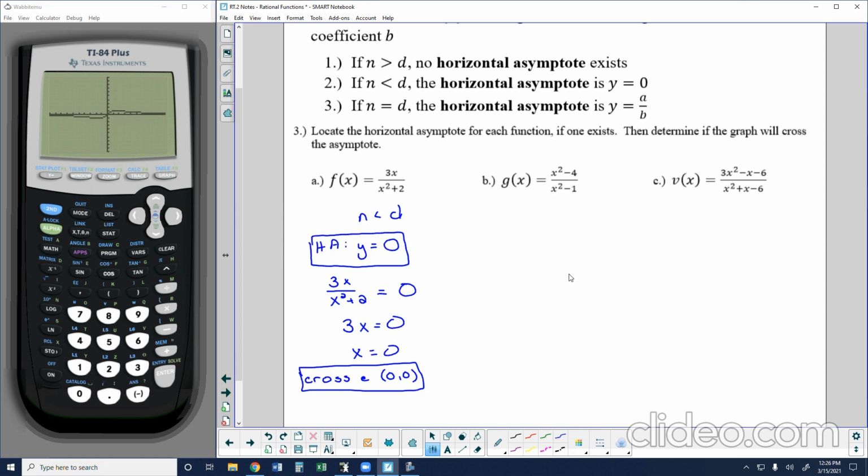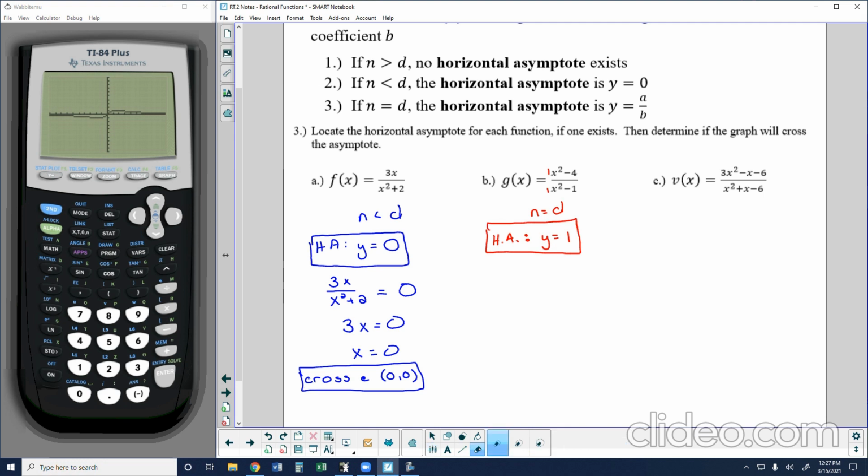If I take a look at the degree of the numerator, it is 2, and the degree of the denominator is 2. Therefore, n equals d. The numerator degree equals the denominator degree. So our horizontal asymptote, and again I'm going to abbreviate this as HA, is y equals a over b, a ratio of the leading coefficients. So the leading coefficient of the numerator is 1, and it is also 1 for the denominator, so y equals 1 is my horizontal asymptote.